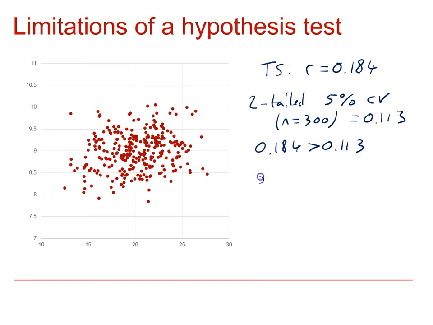So we would have to say that there is significant evidence of positive correlation. But I think we'd all agree that that positive correlation isn't particularly impressive. We can just see that from the scatter diagram.